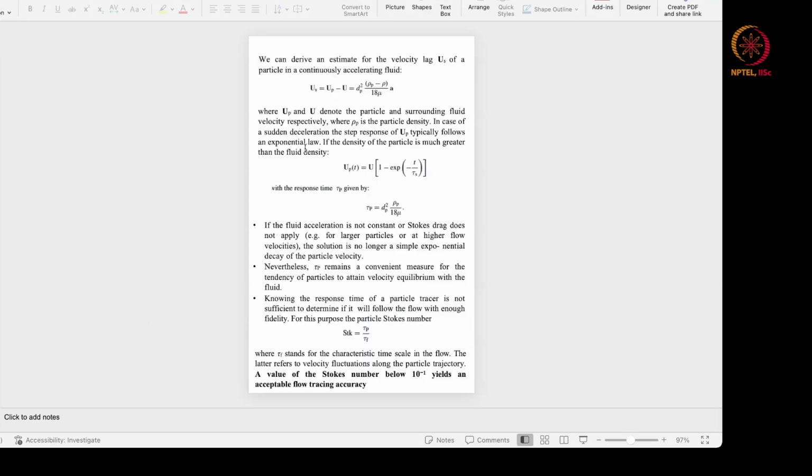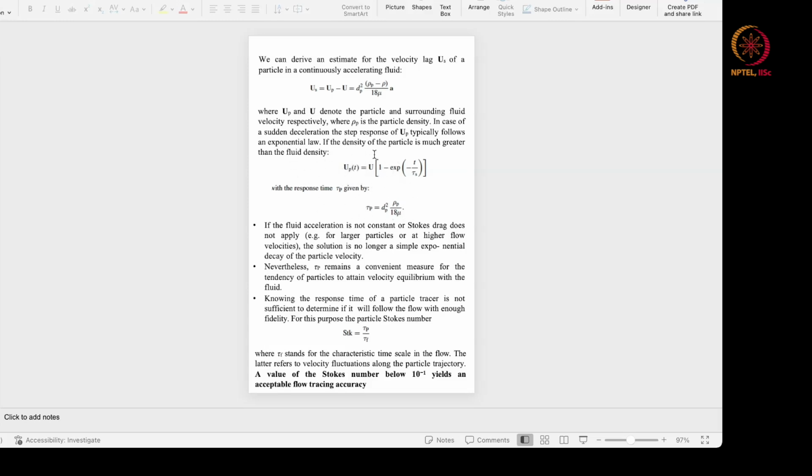But we can also derive an estimate for the velocity lag of a particle when it is continuously accelerating in a fluid. Say UP and U denote the particle and the surrounding fluid velocity. Rho P is the particle density. In case of sudden deceleration, the step response, UP, typically follows an exponential law. And if the density of the particle is much greater than the fluid density, then this is the expression that you actually get.